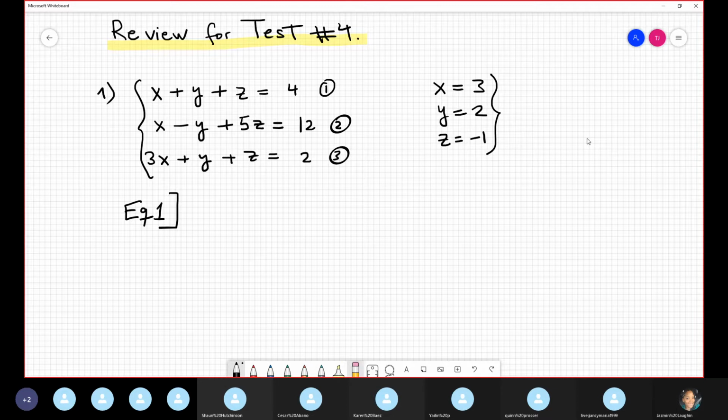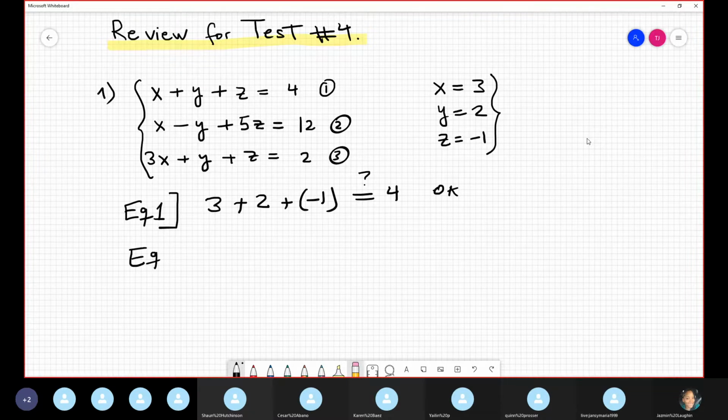Plugging in. Es 3 plus 2, que es y, plus -1, should be 4. Entonces, I'm not sure que this statement is true or false. Es obvio que es true, ¿no? Porque 3 plus 2 es 5 minus 1 is 4. Okay. Now, is enough? No, I need to check in every equation.